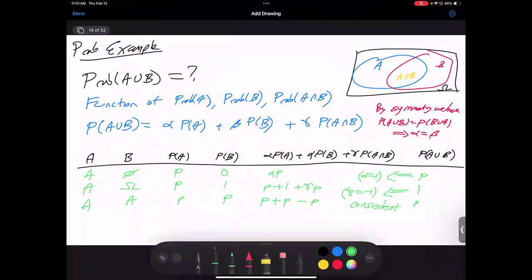I claim there's one more case that you should look at for B. Anybody think of the last case? Yeah, complement. So you could take A complement. So what's the probability of B if B is A complement? 1 minus P. And then we would get P plus 1 minus P. Now, what is A intersect A complement? 0 minus 0. And what's A union A complement? Everything, so that's 1. So it's consistent.